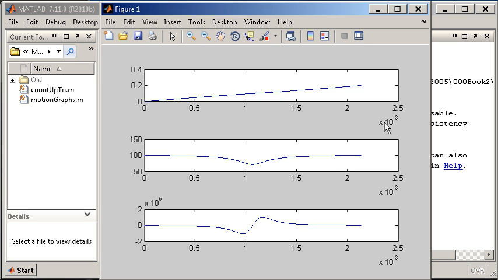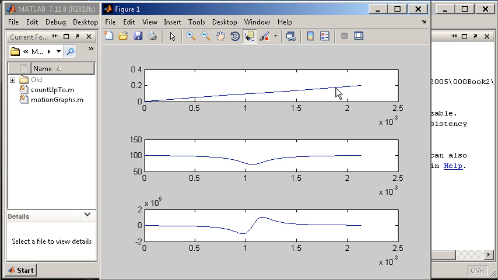I'm expecting this to go from 0 to 0.2, not 0 to 0.002. So I think I better take a look. I want to make sure that's what's going on.